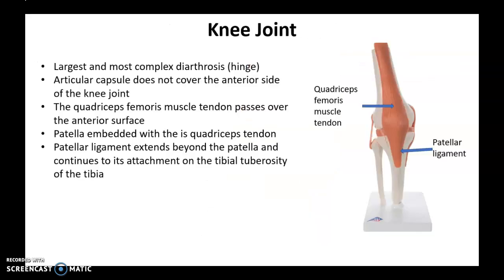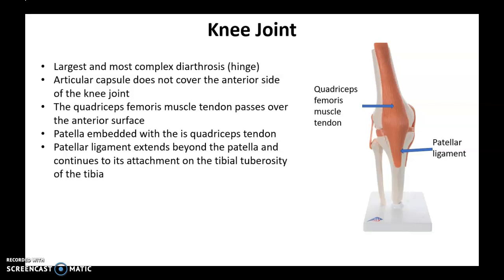Moving on to the knee joint. Okay. So we are looking at a knee joint here, and you have a picture of a knee joint model. So the knee joint is the largest and the most complex diarthrosis of the body. It primarily functions as a hinge joint, but when the knee is flexed, it is also capable of slight rotation and lateral gliding.